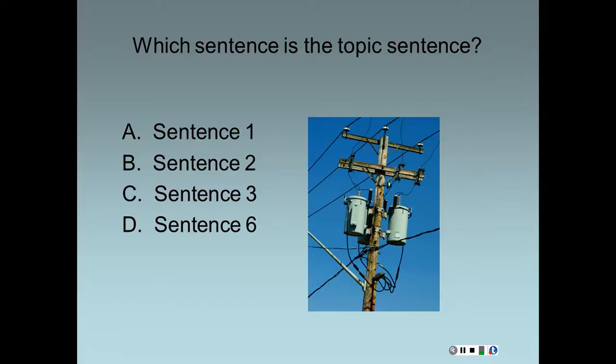Which sentence is the topic sentence? Is it sentence 1, 2, 3, or 6? Sentence 2, "Yet despite his lack of formal education, Faraday's accomplishments reveal a brilliant and imaginative mind," is the topic sentence. The paragraph begins with an introductory sentence used to give background information about the topic.